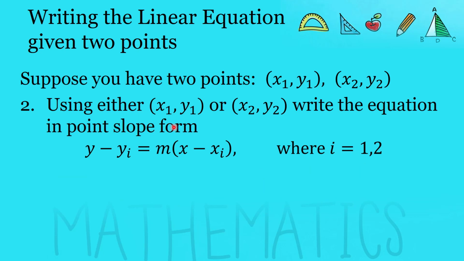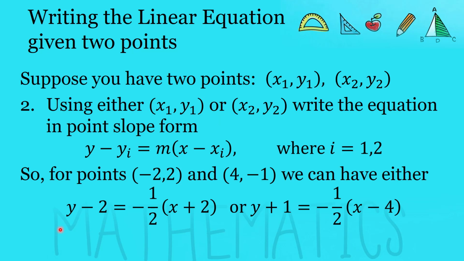Once you have that, you can use either x1, y1 or x2, y2 to write down the equation in point-slope form. For example, you can use x1, y1, and this would be your equation.